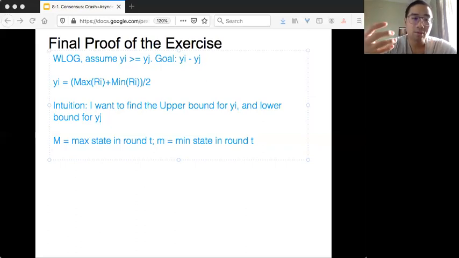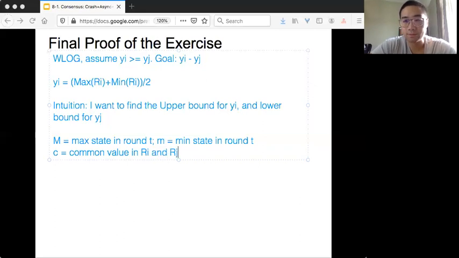Okay, so Ri and Rj share a common value. So what we can do is introduce another variable, c, equal to the common value in Ri and Rj. Now, this is good enough to complete the proof. And I directly tell you this conclusion, because the argument to lead to it is really, really simple. Okay, so yi can be upper bounded by M plus c over 2.